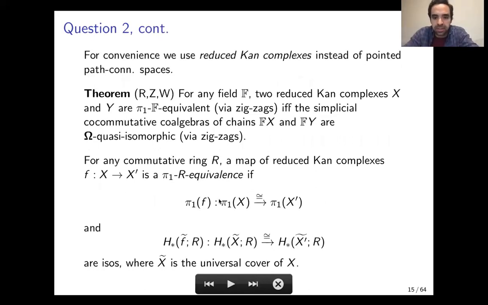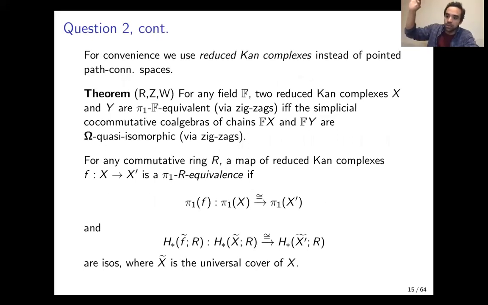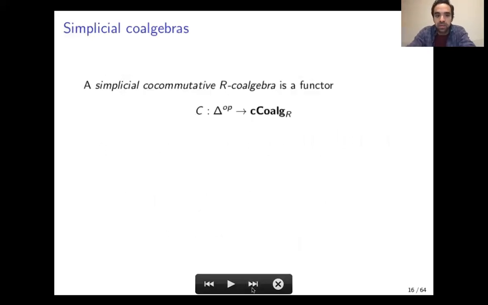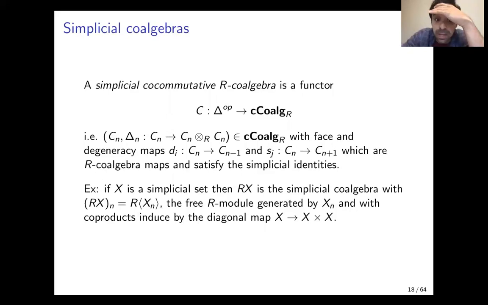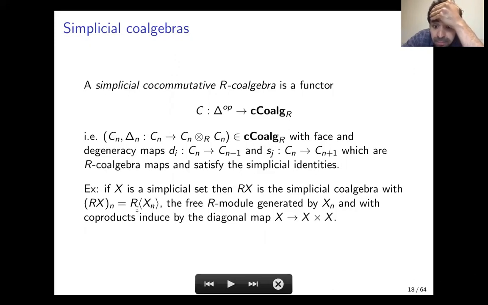So a pi1 R equivalence induces an isomorphism on fundamental groups and an R homology equivalence at the level of universal covers. Okay, so simplicial coalgebras are simplicial objects in the category of coalgebras. As an example, the main example that we will be considering is the simplicial coalgebra of chains. So what do I mean by this? If X is any simplicial set, then RX will denote the simplicial coalgebra which at level n is freely generated by the set of n-simplices. And then each of these coproducts at level n is induced by the diagonal map. That's the simplicial coalgebra of chains attached to any simplicial set.